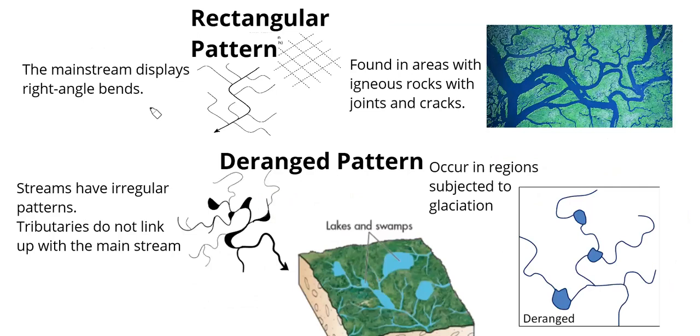Now let's move on to the next one, which is the rectangular pattern. The mainstream displays right angle bends. So what happens to the mainstream? The mainstream here actually follows cracks in the rocks. So you can see that it makes 90 degree bends. We are not saying the tributaries are joining at 90, but we are saying the mainstream itself is moving like this with bends. That's the mainstream here.